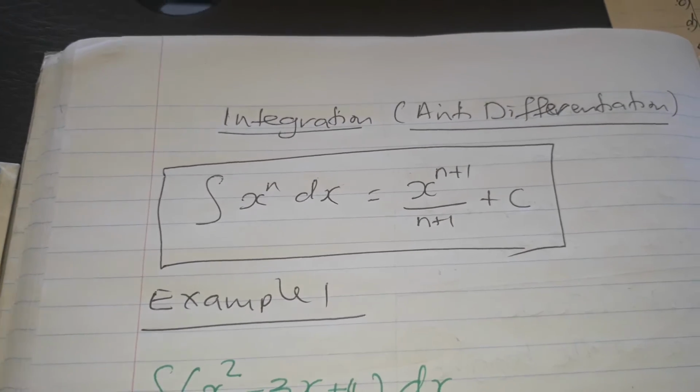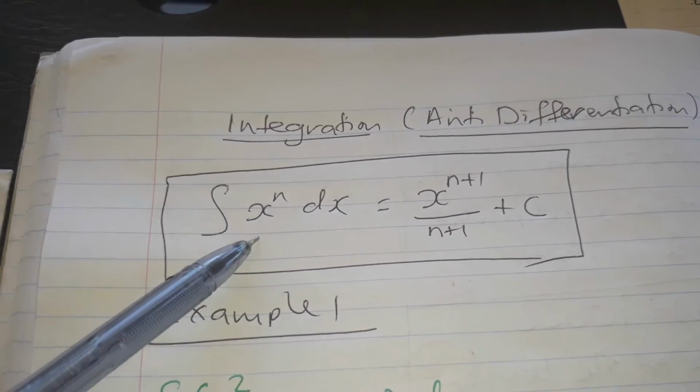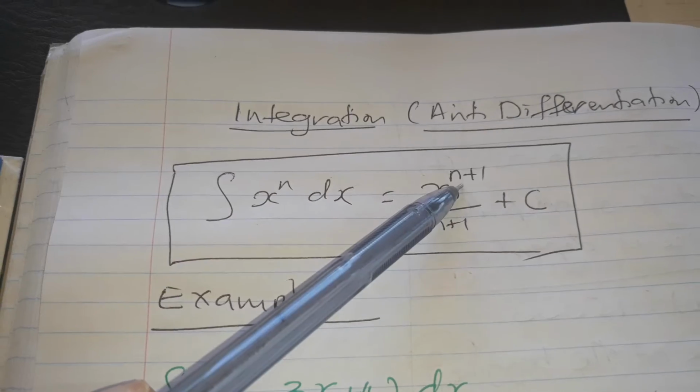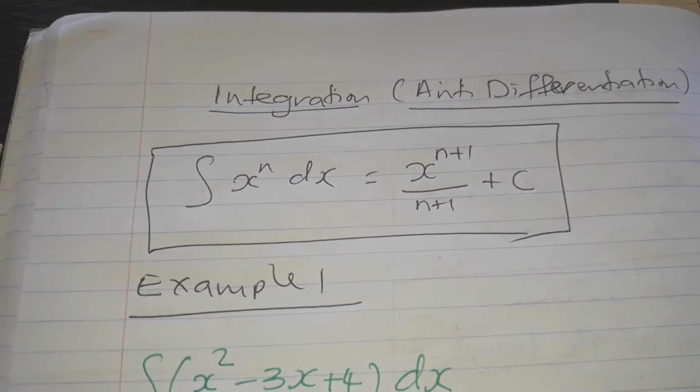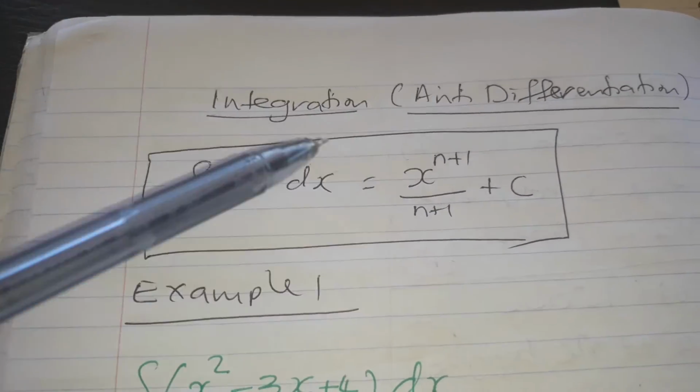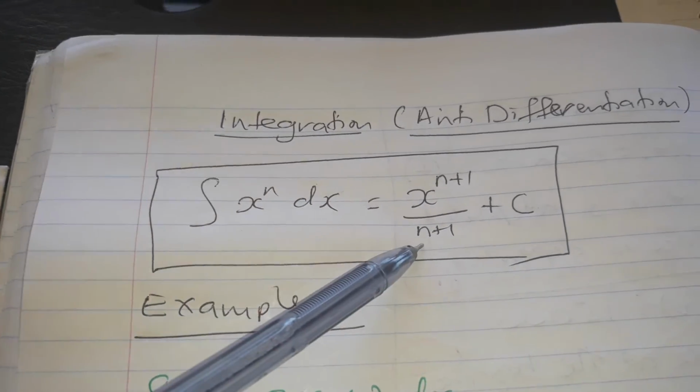In differentiation, you subtracted the power. In integration, you will see you are adding the power. In differentiation, you multiplied by the power in the front. In integration, you are dividing by the new power.